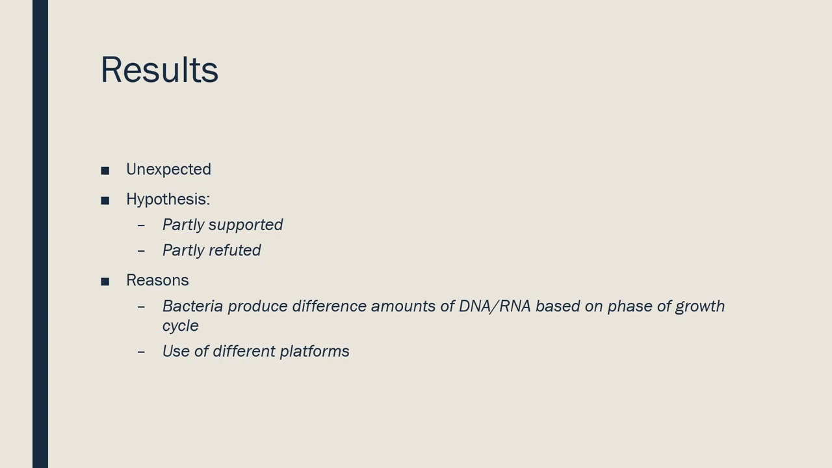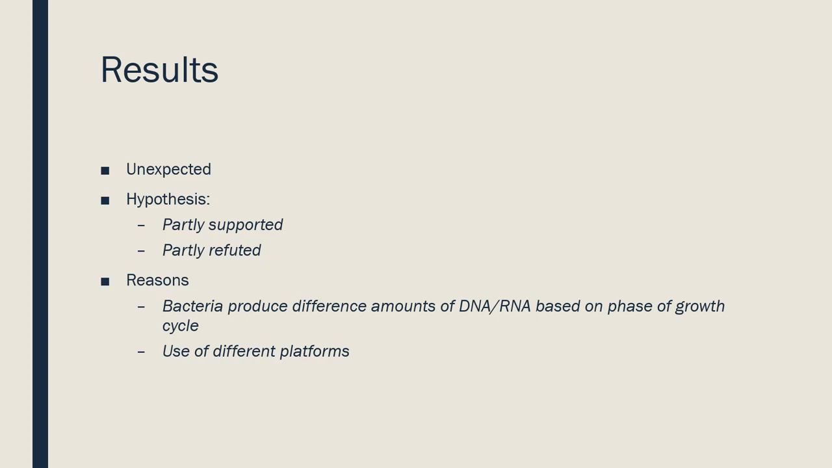These unexpected results could be because the data used in metagenomic analysis and the data used in 16S rRNA analysis came from two different samples, rather than one combined sample. Bacteria produce different amounts of DNA and RNA based upon how fast they grow and what phase of the growth cycle they are in at the time of collection.